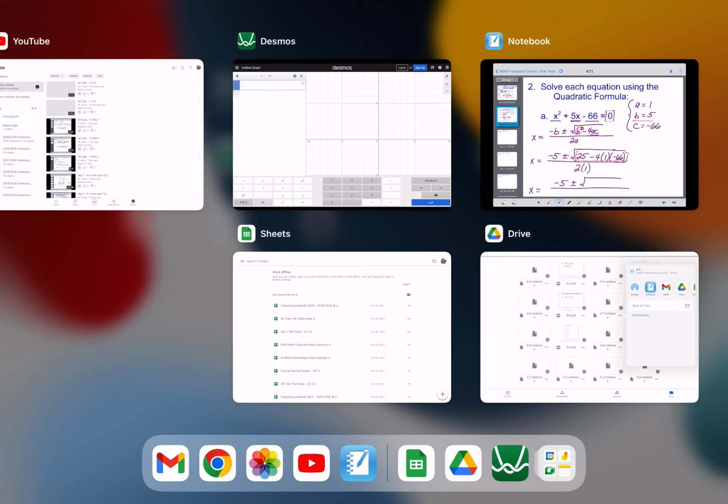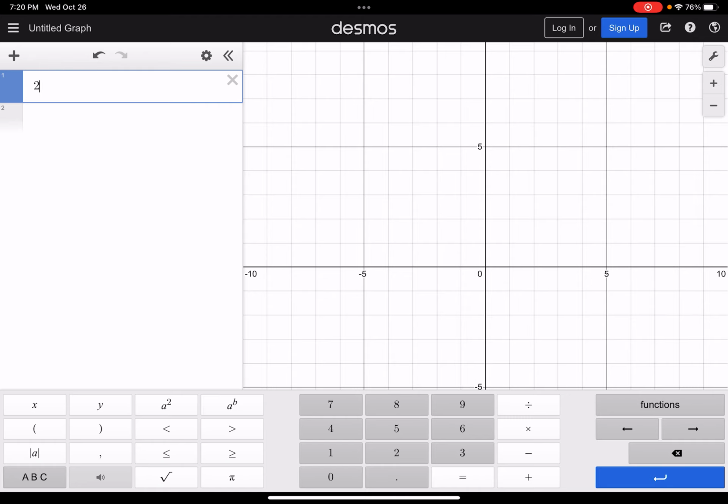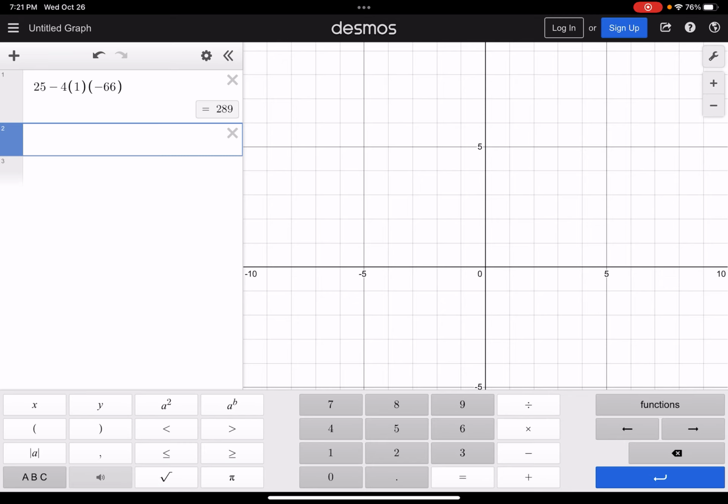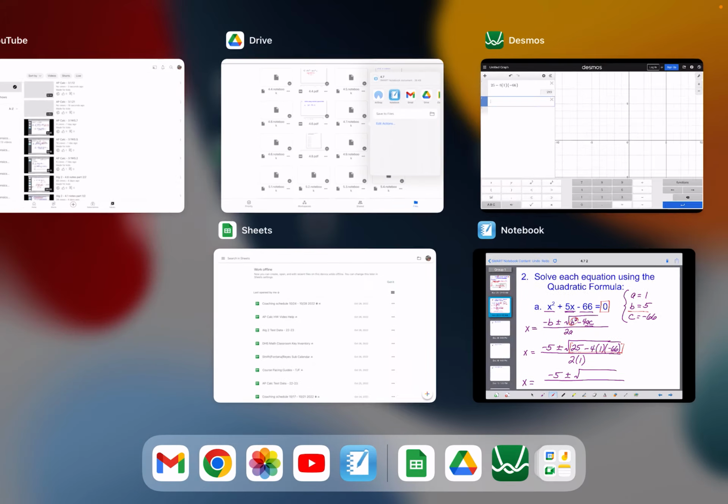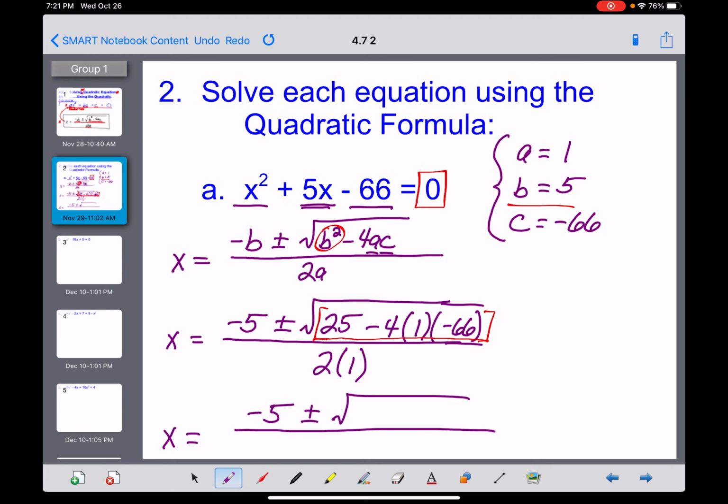So I'm going to open up Desmos right here, and here we go. We had a 25 minus a 4, and then in parentheses our A value was a 1, and then our C value then was a negative 66. There you go. Let's close that parenthesis and hit enter, and we got 289. But please notice, I only hit enter once at the end of that whole process right there. So this number, guys, is called the radicand, the number that you get underneath your square root sign, although we're going to learn a different name for it pretty soon here in this section. And in the denominator, 2 times 1 is going to get us just plain 2.